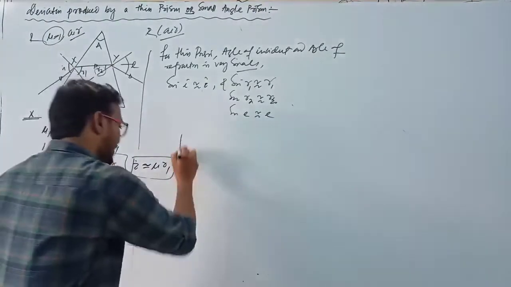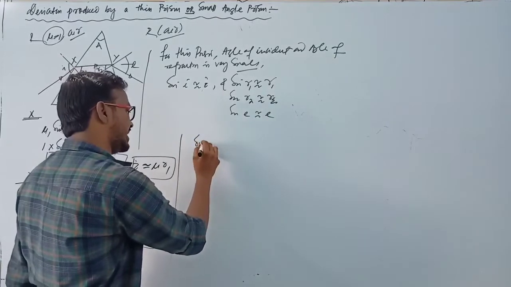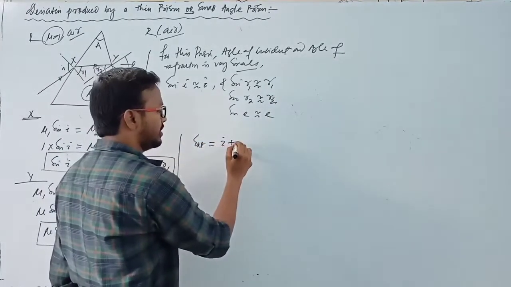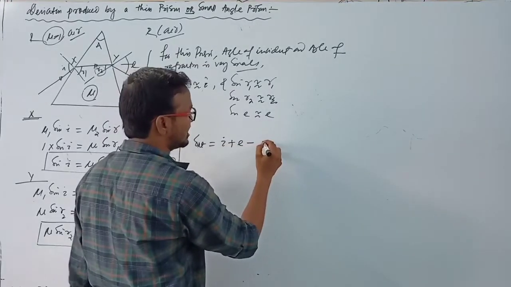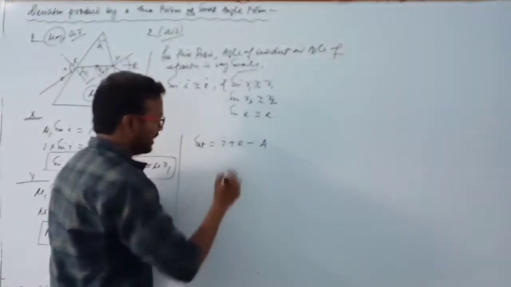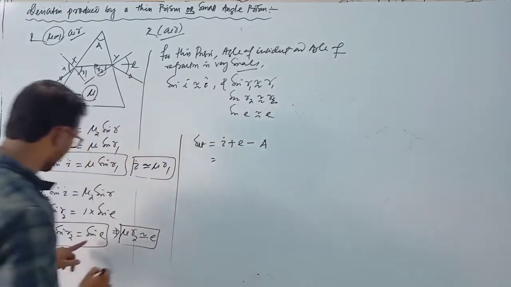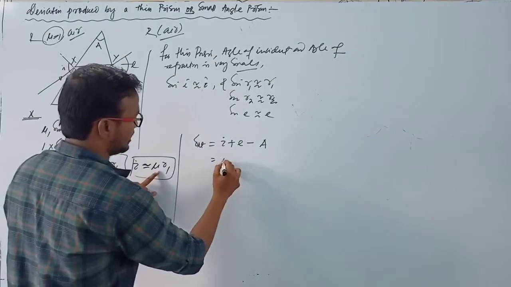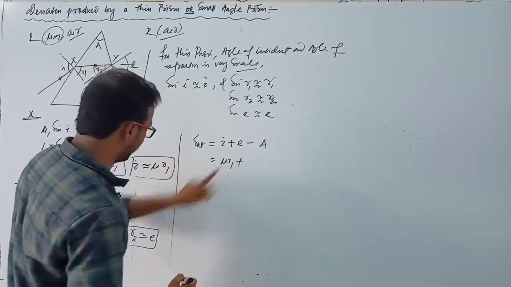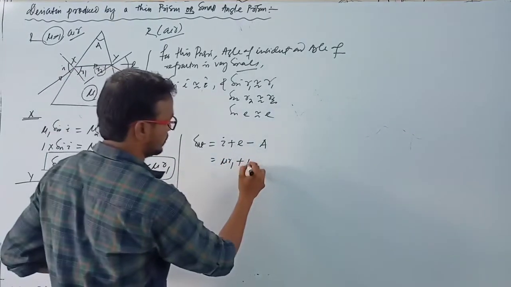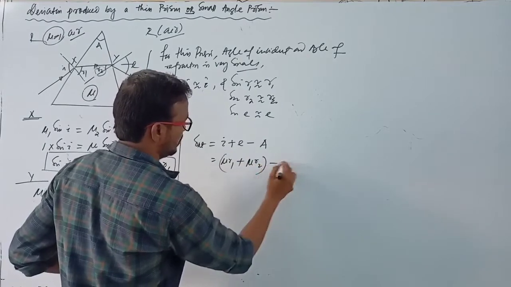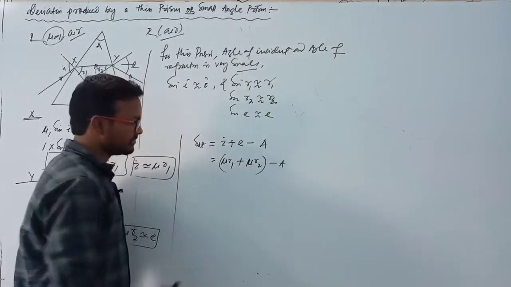Clear? So we have the relation delta equals I plus E minus A. And if we use this relation with I equal to mu R1 and E equal to mu R2, it becomes mu R1 plus mu R2 minus A. Clear?